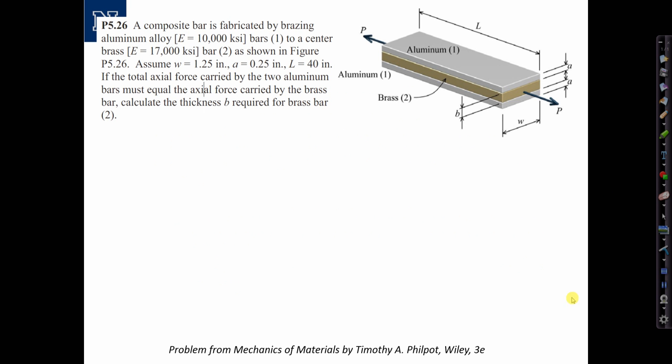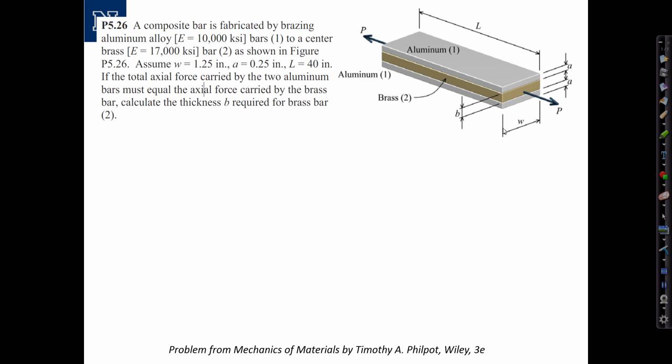Our first example comes from Mechanics of Materials by Timothy A. Philpott, Wiley, 3rd edition. The problem reads, a composite bar is fabricated by brazing aluminum alloy to a center brass bar as shown in the figure. So basically we have a brass bar sandwiched between two aluminum bars. The elastic modulus for each is given, as well as a bunch of dimensions.